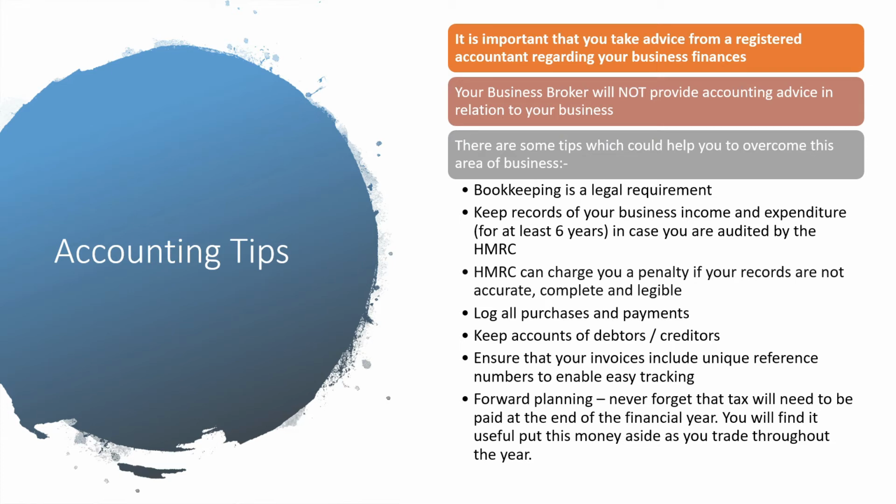You must also keep records of your business income and expenditure for at least 6 years in case you are audited by the HMRC, so do be careful not to lose any paperwork such as invoices and receipts. The HMRC can charge you a penalty if your records are not accurate, complete and legible. Therefore, log all purchases and payments, keep accounts of debtors, creditors, and ensure that your invoices include unique reference numbers for easy tracking.